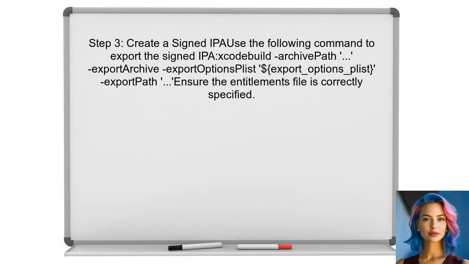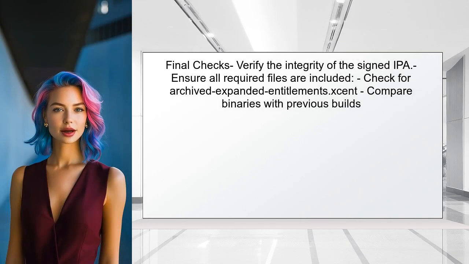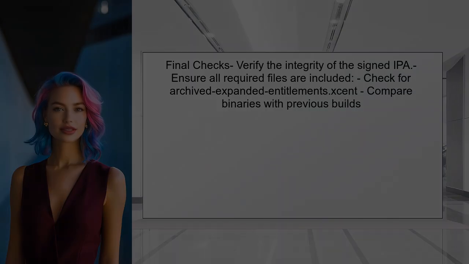Now, let's focus on turning the Xarchive into a signed IPA. The user will need to use the Xcode build export command, but they must ensure that the correct entitlements are included. If the user encounters issues with entitlements not being respected, they should manually specify the entitlements file during the signing process. This ensures that all necessary permissions are correctly applied. Finally, if the user continues to face issues with the signed IPA being rejected, they may want to verify the integrity of the binaries and ensure that all required files, like archived expanded-entitlements.cent, are present.